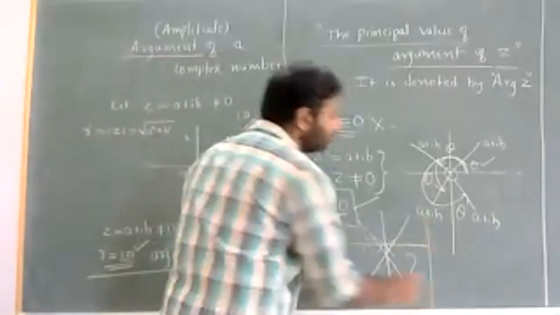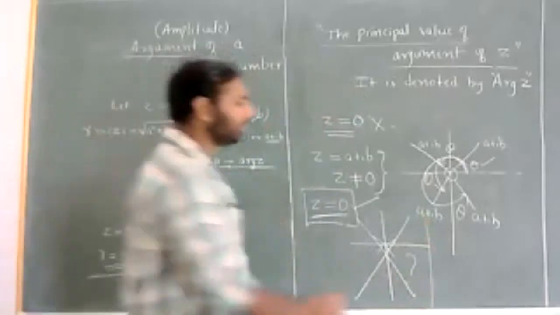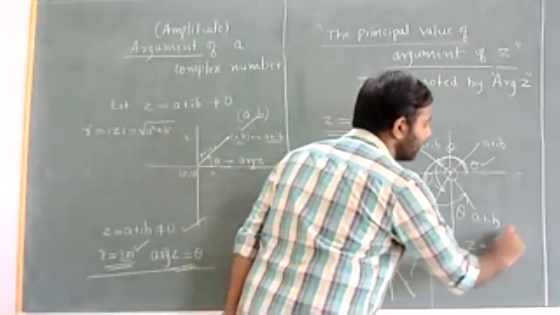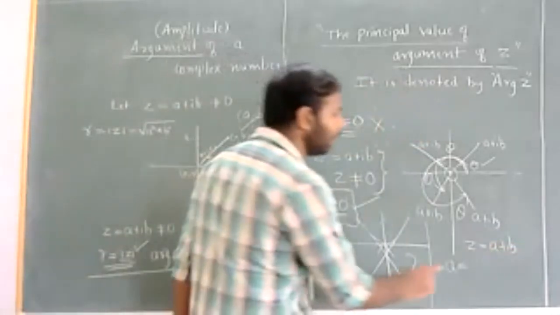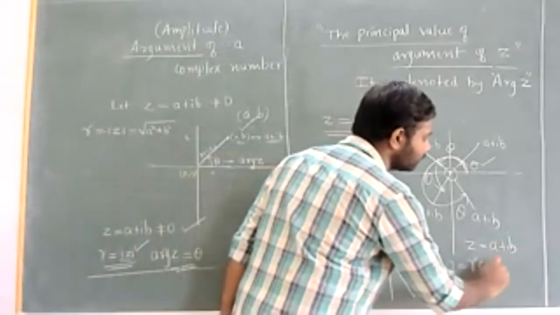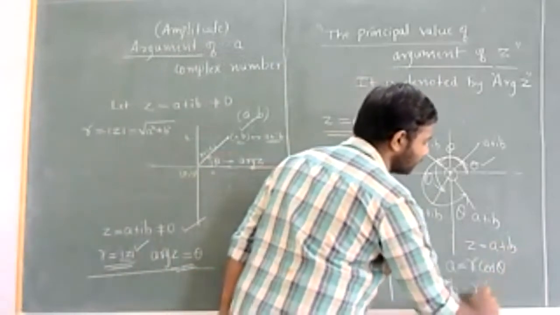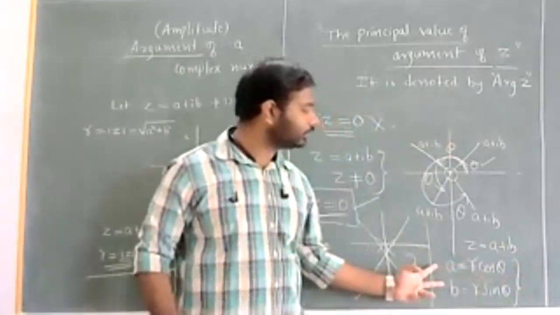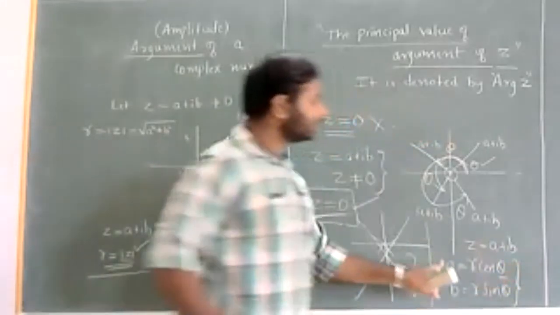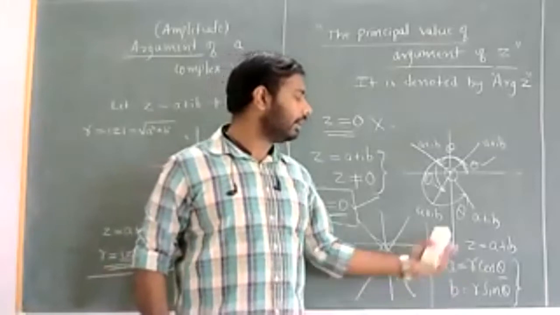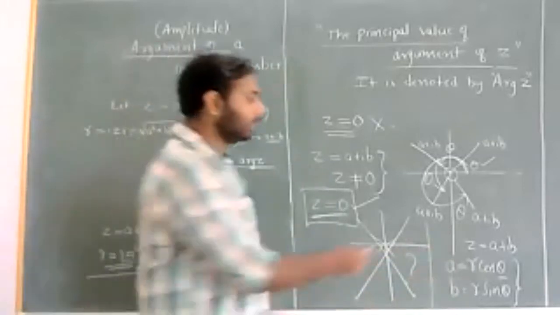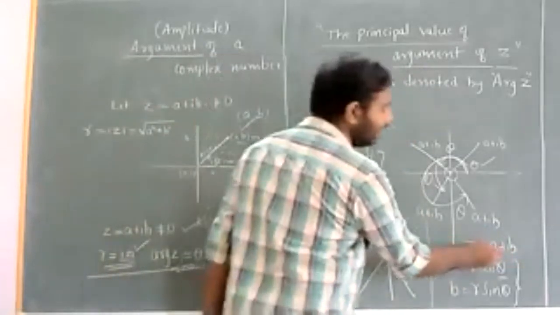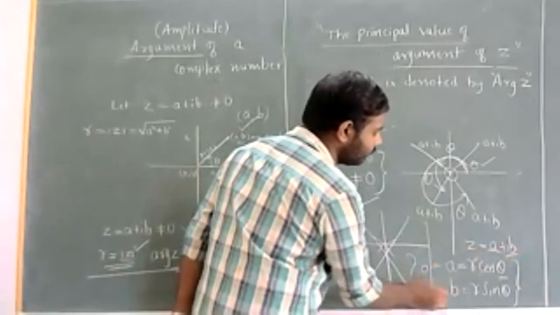Or in another way, we have another method of defining argument of z, right? So what is that? For a complex number a plus ib, put a is equal to r cos theta and b is equal to r sin theta. Any value of theta satisfying these two equations will be considered as argument of z. If I put z is equal to 0, it is 0 plus i0, that is a is 0, b is 0.